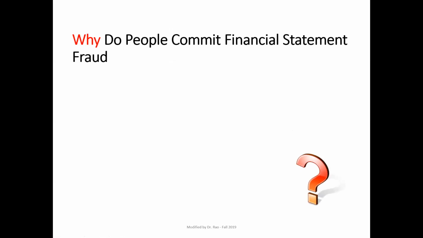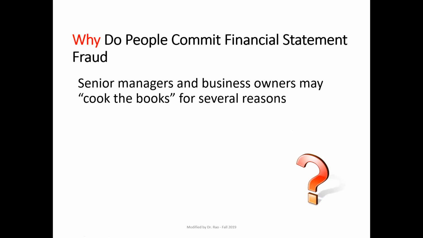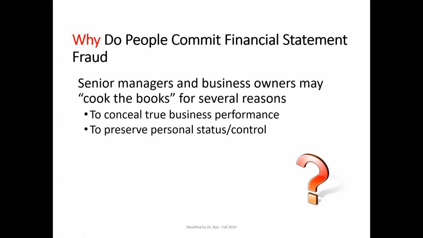We've already talked about this, but let's look at it again. Senior managers and business owners have many reasons to cook the books. Cook the books basically means to produce fraudulent financial statements. If their business is not doing well, they don't want anyone to know about it, so they want to conceal the true business performance. Ego, to preserve personal status, to preserve control. I don't want to lose my job, and my job is dependent on how the company performs. And if my financial compensation is tied to the company's performance, my personal income, my wealth is tied to the company's performance, again, it's supposed to be an incentive for me to make sure my company does well, but I could actually falsify financial statements so that I get compensated the way I hoped I was going to get compensated.